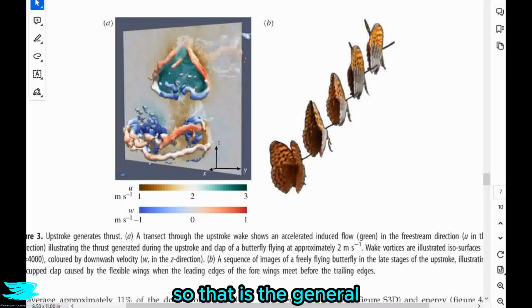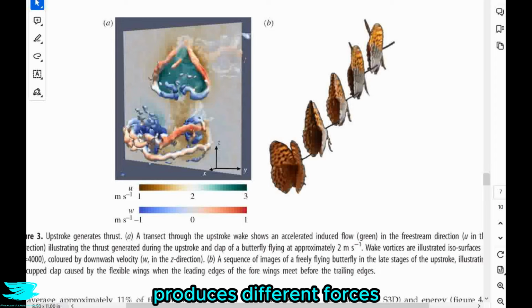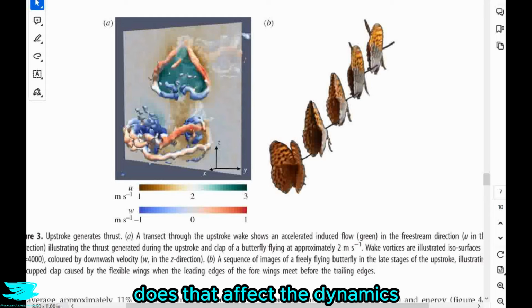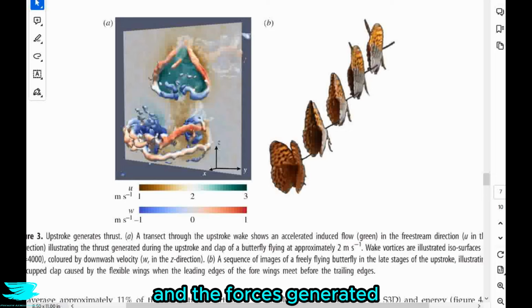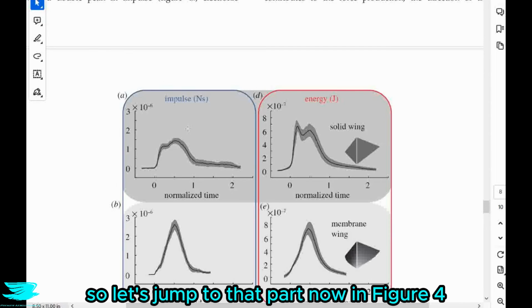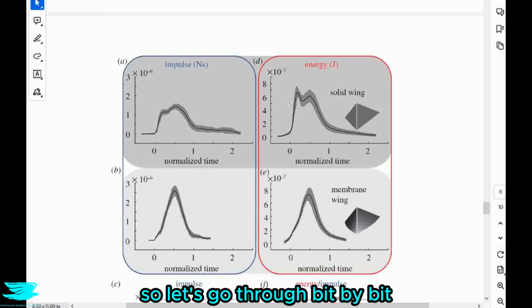So that is the general aerodynamics of this butterfly and how the different phases of the flapping cycle produce different forces. What about the flexibility of the wings? Does that affect the aerodynamics and the forces generated, and by how much? So let's jump to that part now. In figure 4, so this figure here, there's a lot of information here, so let's go through bit by bit.